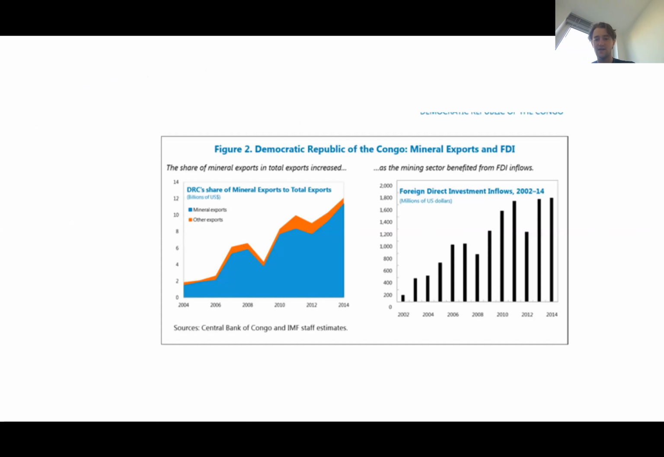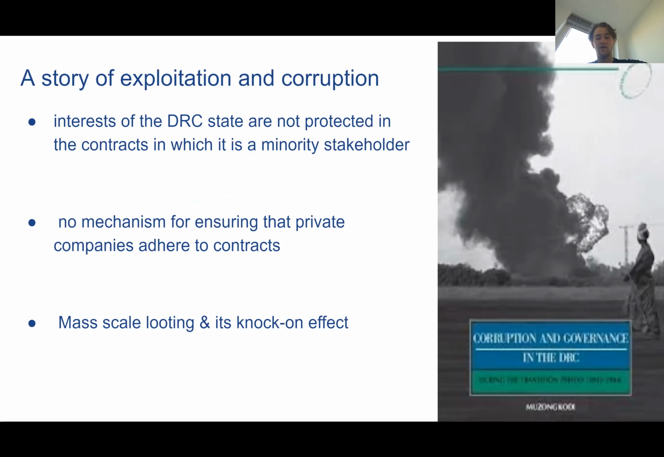This FDI that we see is really international investment starting to, at least in particular cases, dominate particular mines and really get a grasp on the mining industry in the Congo towards the end of the conflict and the official end of the Civil War. This combined with the fact that there was no mechanism for ensuring that private companies actually adhered to the contracts combines with the first point, and you can start to see the picture of corruption that occurs in the DRC.